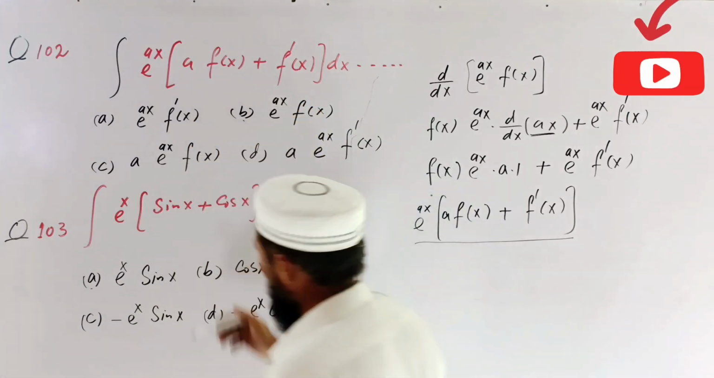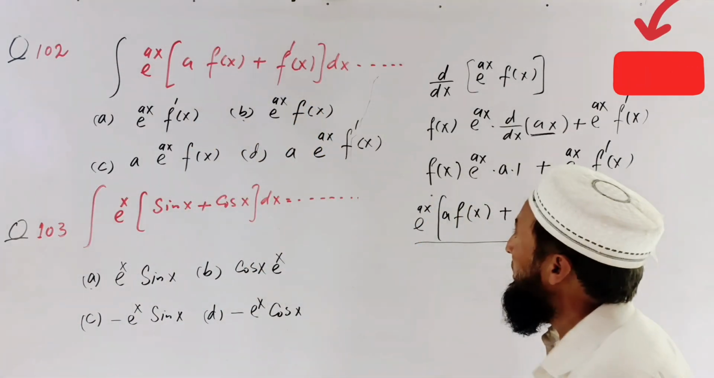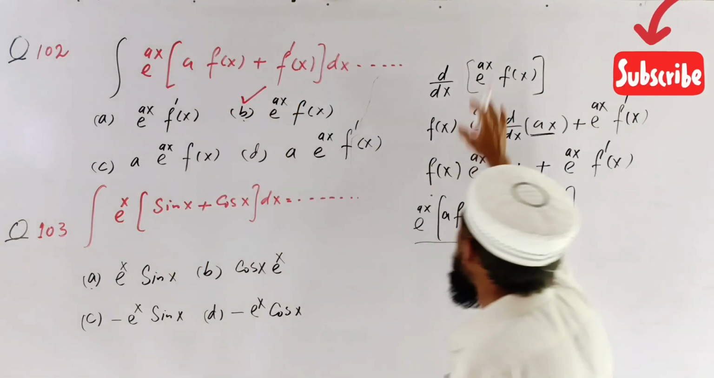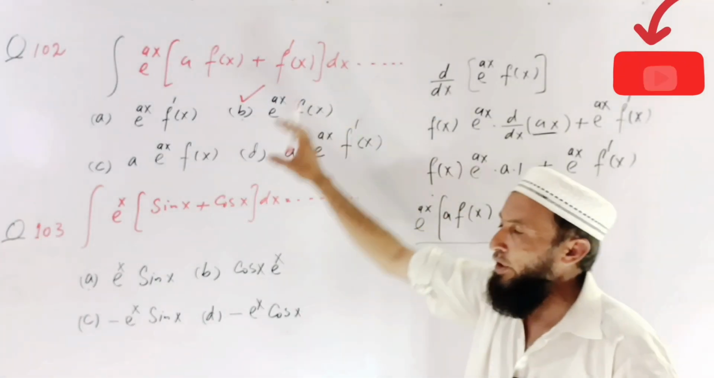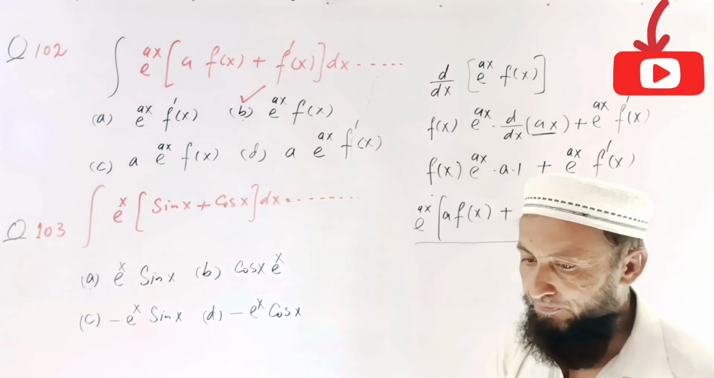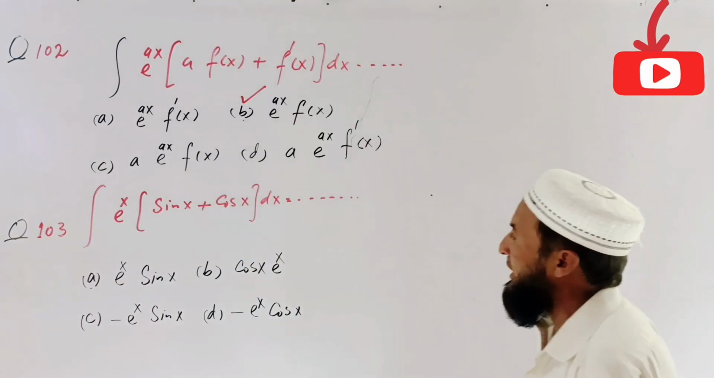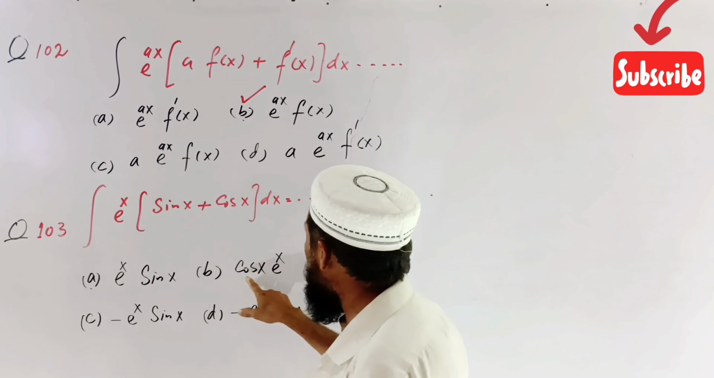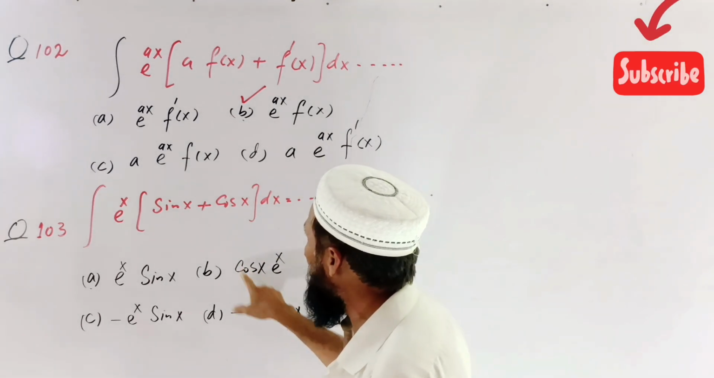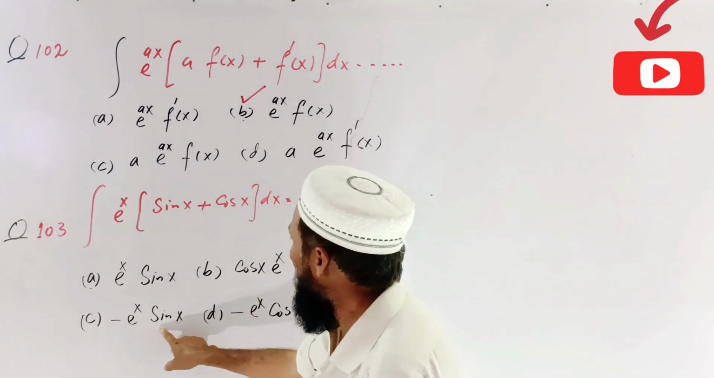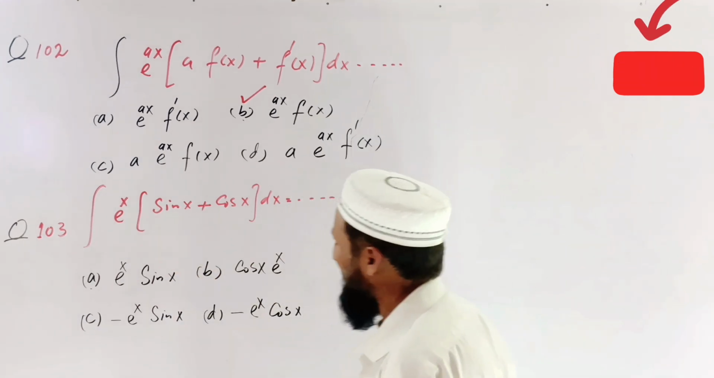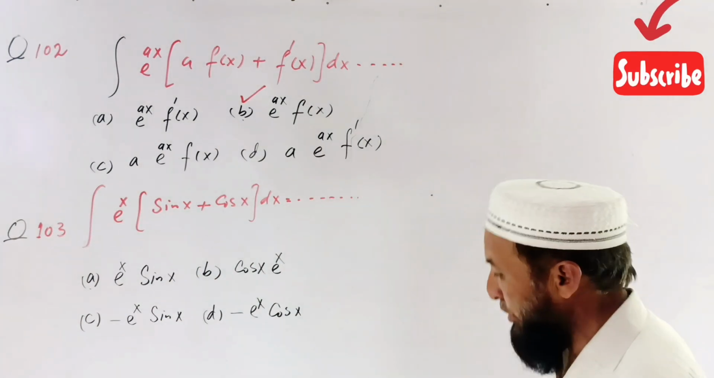Now this result is available in the integration. It means that B is the correct answer, because the derivative is the reverse process of integration. If we take the derivative of sin x, cos x is available, and the derivative of cos x is equal to minus sin x. Minus sin x is not available, but sin x cos x is available. It means that these two options are correct. We check any one, the first one.